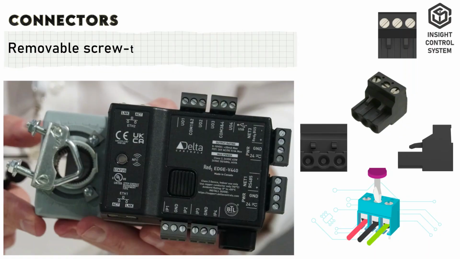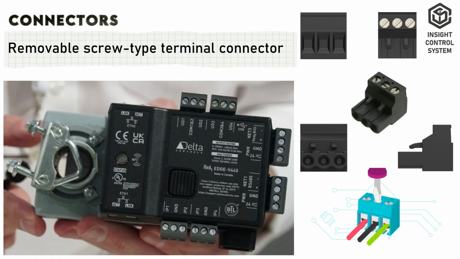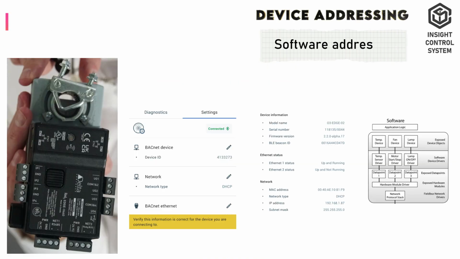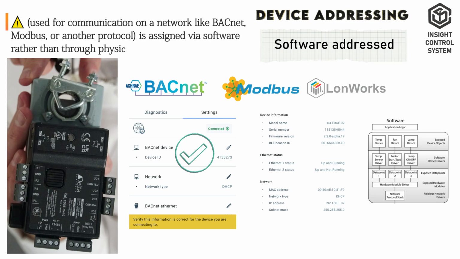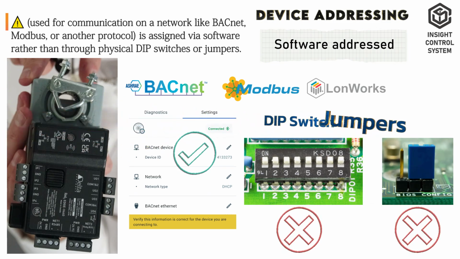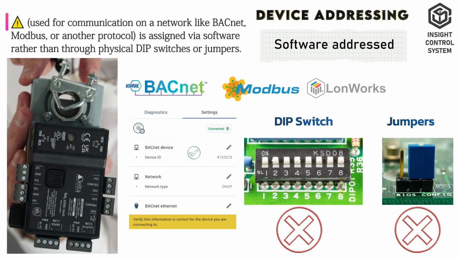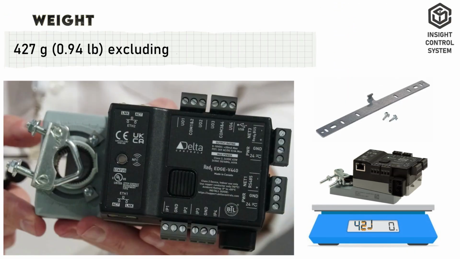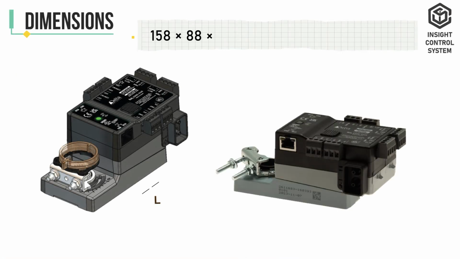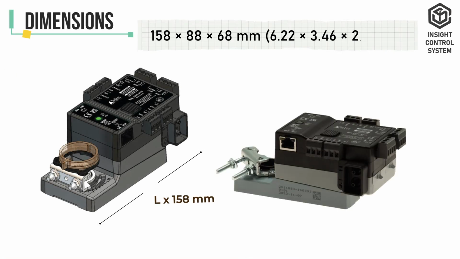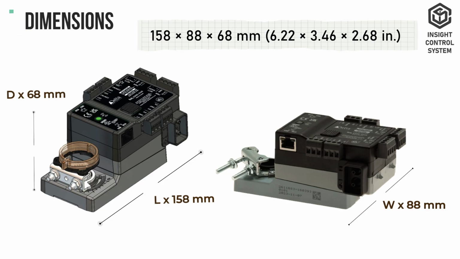Connectors. This device uses removable screw-type terminal connectors for wiring connections. Device addressing, used for communication on a network like BACnet, Modbus, or another protocol, is assigned via software rather than through physical dip switches or jumpers. Weight, 427 grams excluding anti-rotation bracket. Dimensions, length 158 mm, width 88 mm, depth 68 mm.